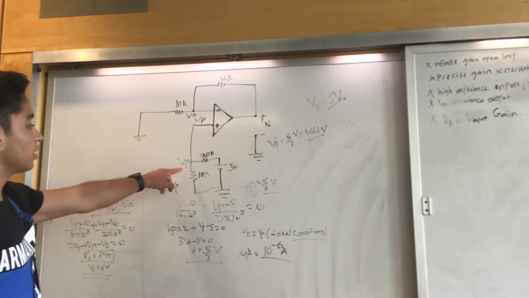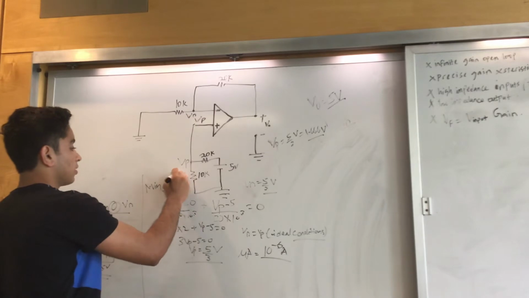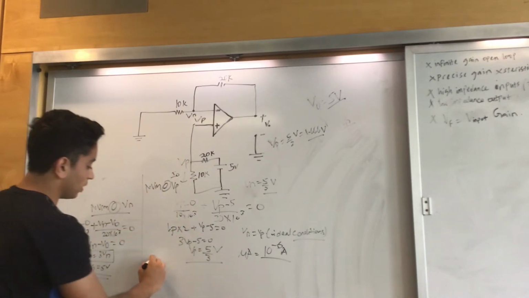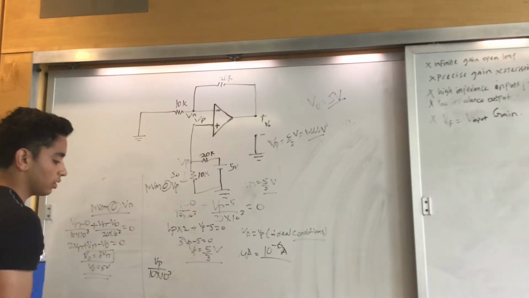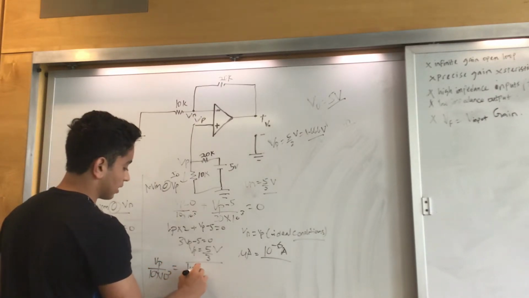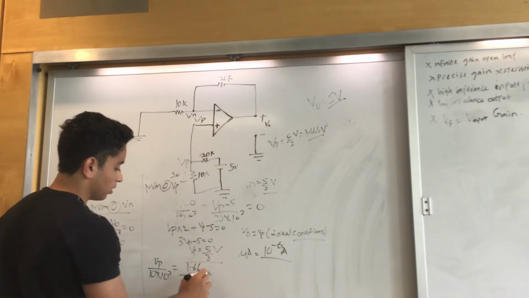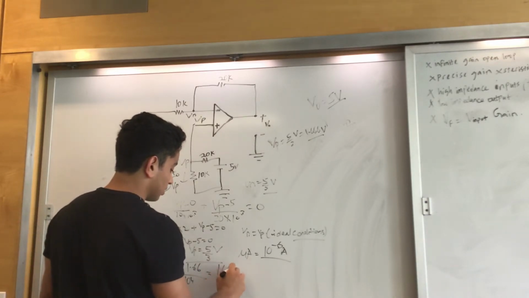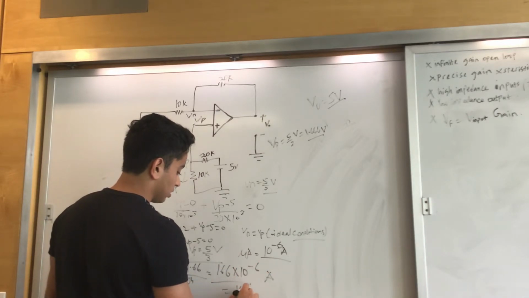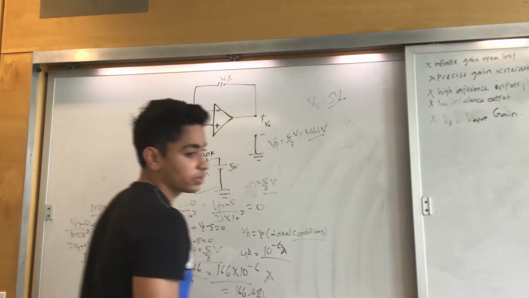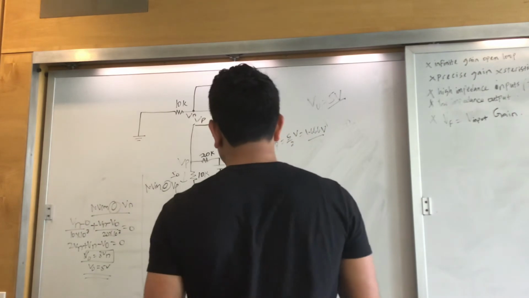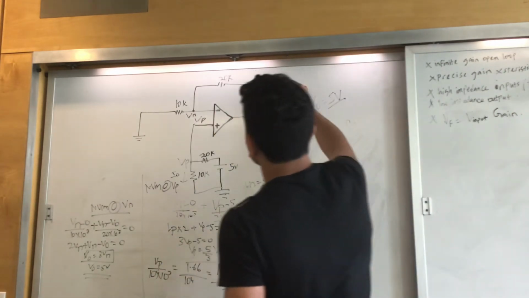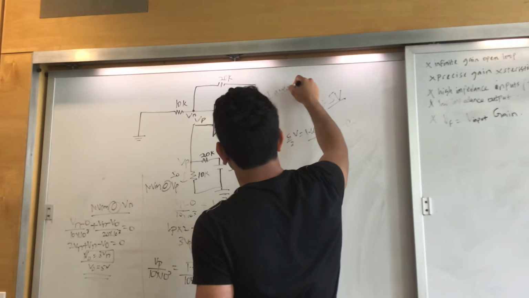So what's I naught? I naught is this. So for I naught, we need to do VP on 10 raised to the power 10 into 10 raised to the power 3. So this becomes 1.66 on 10 raised to the power 4. So that becomes 166 into 10 raised to the power minus 6 amperes, or 166 microamperes. So the fourth part's answer is 166 microamperes, and that's an inverting amplifier.